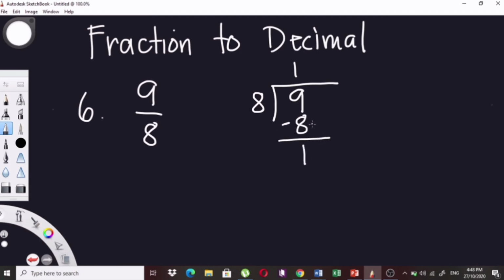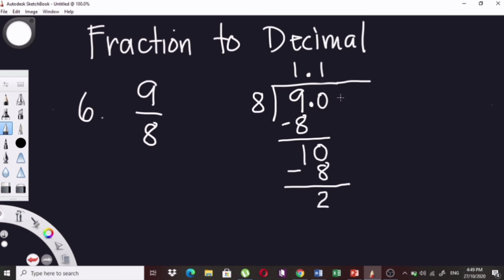So, dapat 0 na yung sagot. So, dahil 1 ang sagot, mag-add tayo ng 0 sa dividend. Then, bring down 0. So, naging 10 siya. Then, put decimal point dun sa taas. Ayan. So, we have 1. Ilang 8 mabubuo sa 10? Siyempre, 1. Then, 1 times 8 is 8. Okay. So, minus ulit natin. 10 minus 8. So, we have 2.